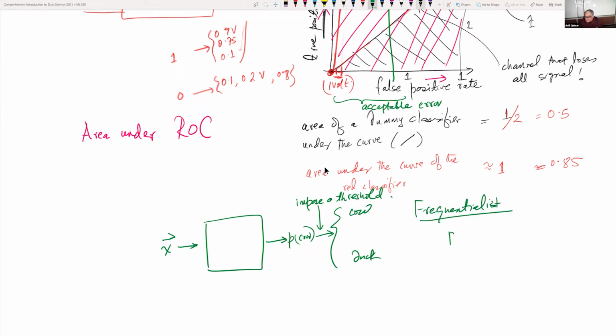To the frequentist, probability is proportion in lots of trials. So I'm deliberately using colloquial language to get the intuition across. Lots of trials.